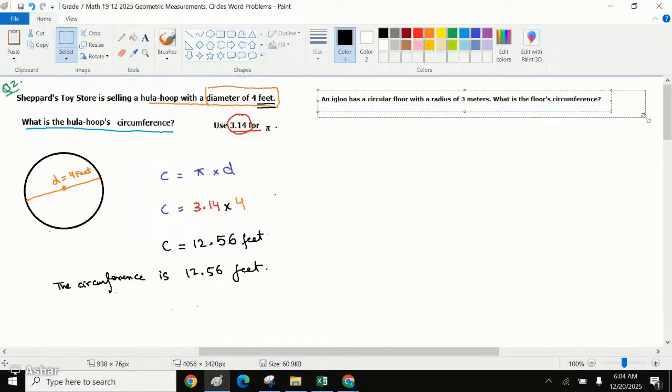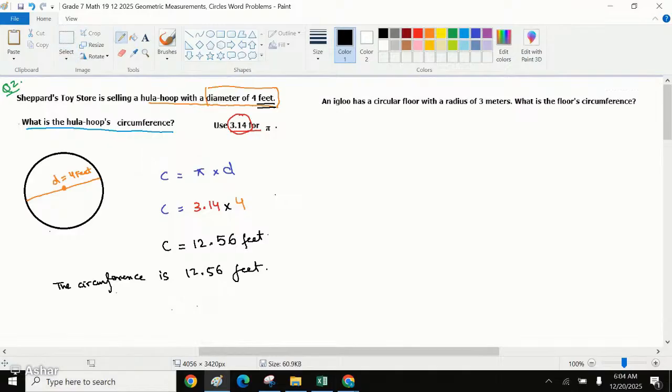Okay, if this is an igloo given to us, what is the circumference? Let's read the question again. Question number 3 states that an igloo has a circular floor with a radius of 3 meters. The value of the radius is given to us. What they're asking is, what is the circumference of the floor?